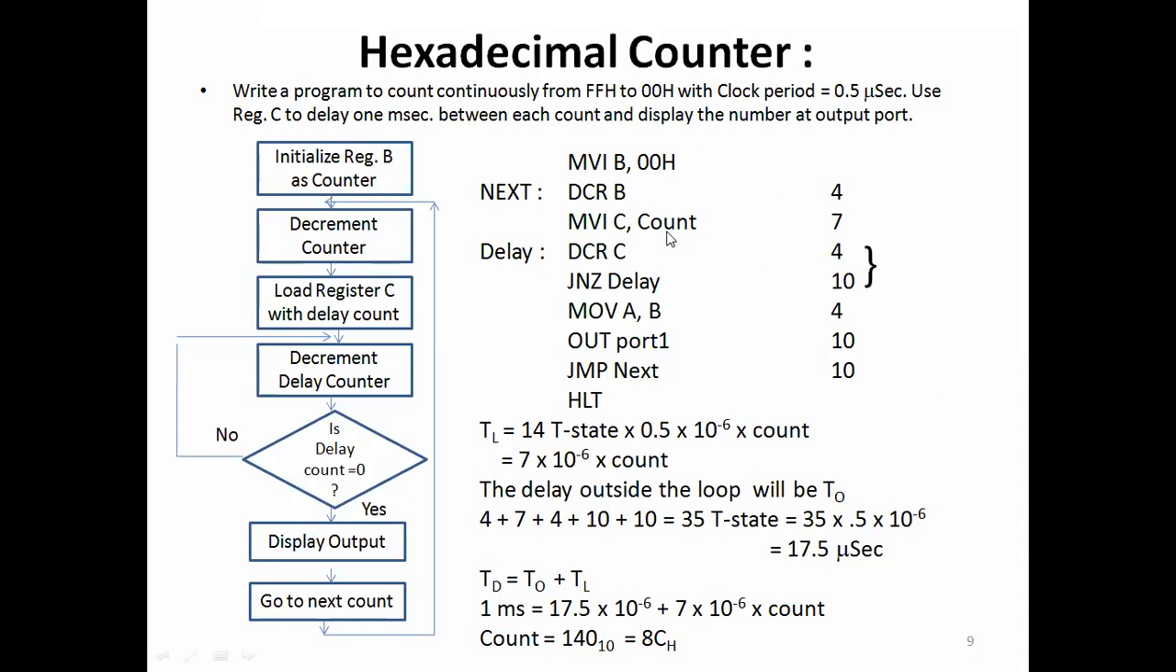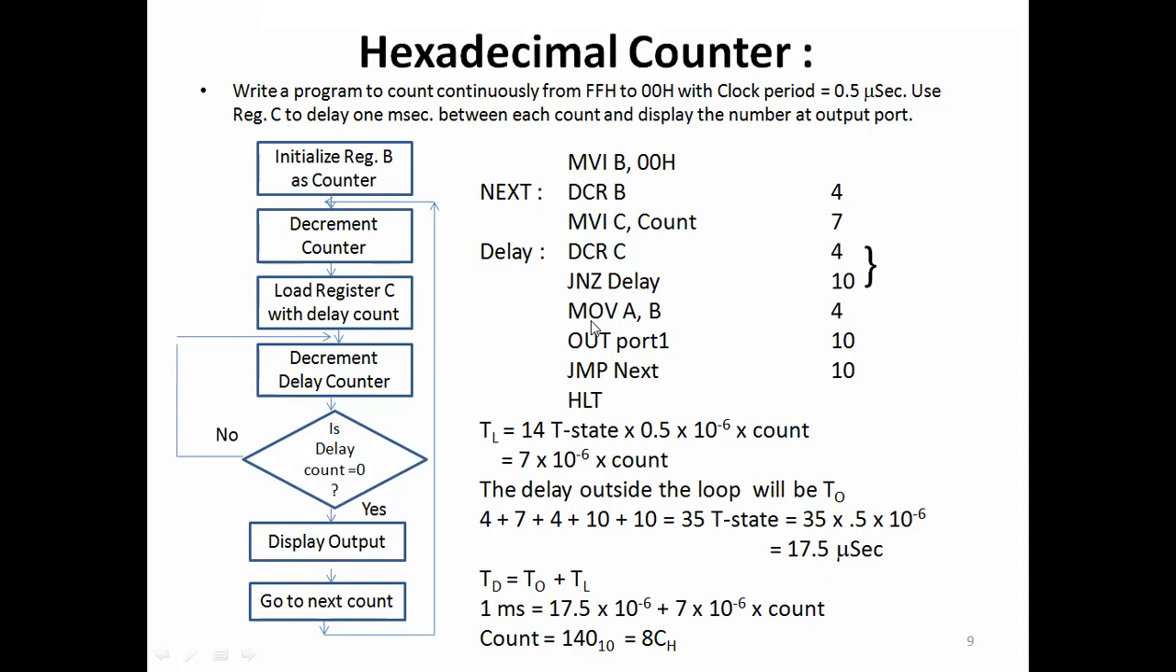Suppose we have loaded the count value in the C register and we are decrementing it. Suppose the count value is 7. Whenever we decrement, it will become 6. And then jump on no zero to delay. Till this C value is not 0, it will loop; it will remain in this particular loop.